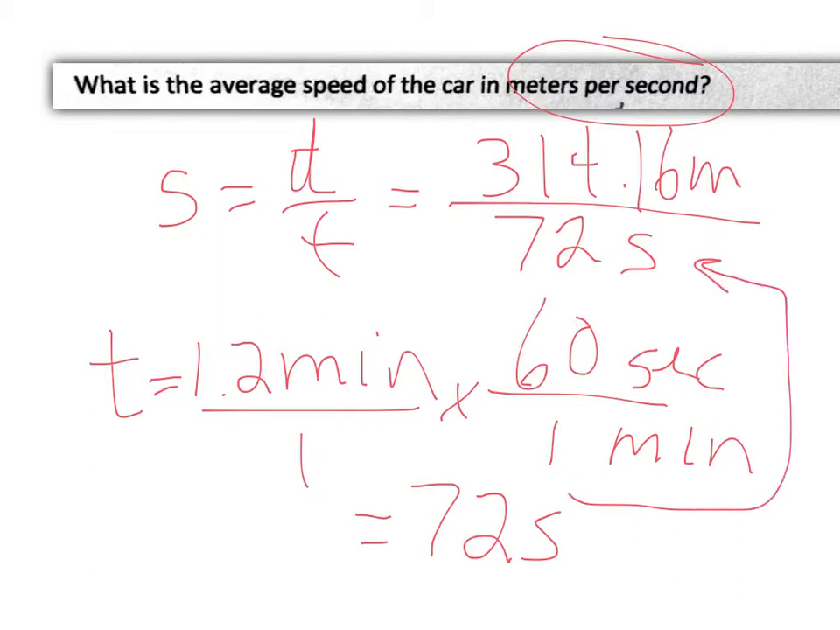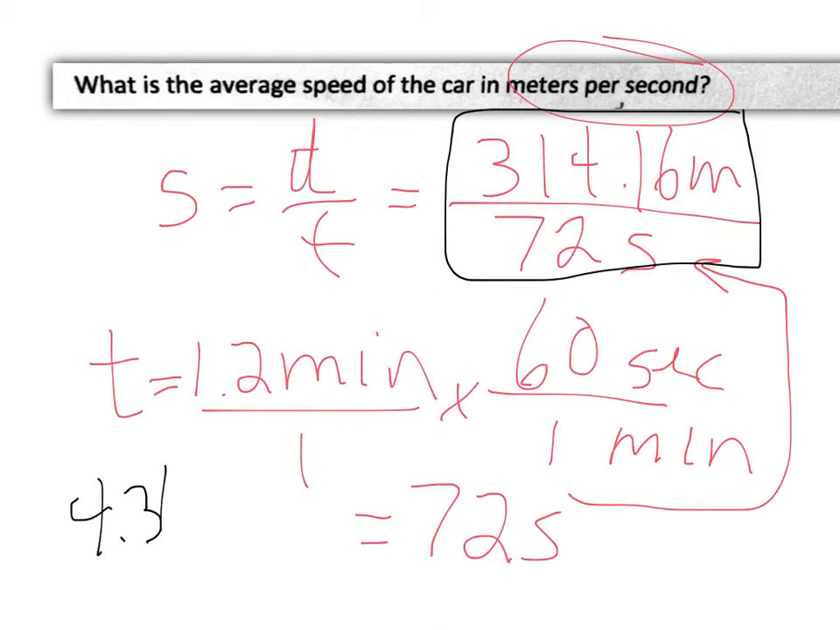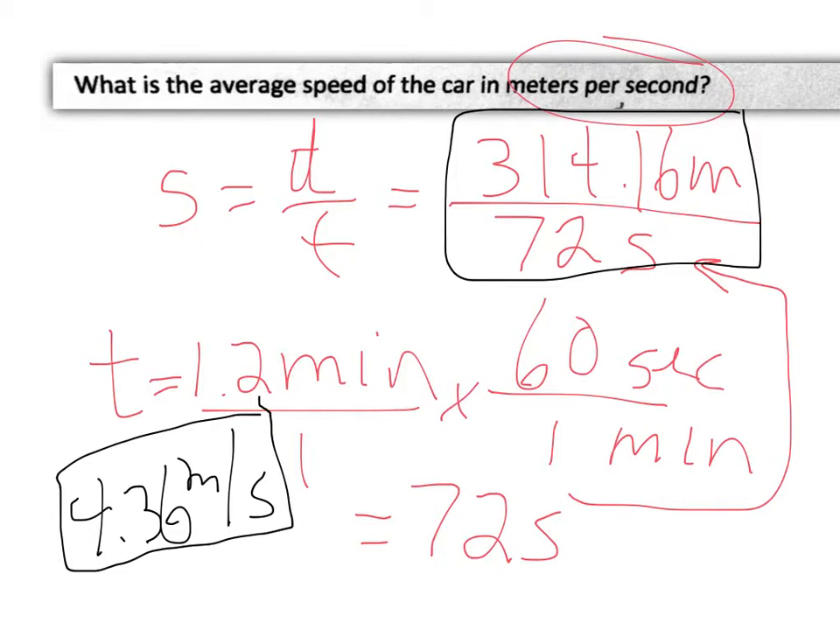And then our answer is going to be 314.16 divided by 72. And that ends up being 4.36 meters per second. And again, it's a speed, not a velocity. So that's our answer for the second part of number 3.